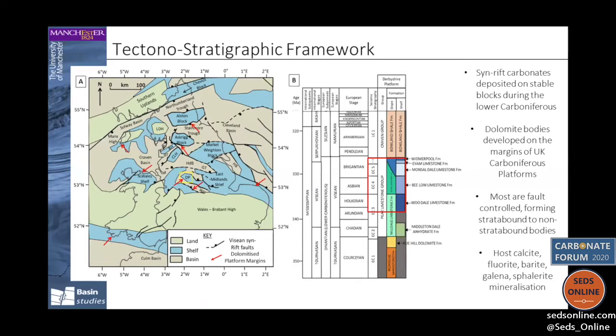Back to the left hand side we can see the red arrows in the tectono-stratigraphic map, and these point to where dolomite bodies have developed on the margins of these Carboniferous platforms, with the Derbyshire platform highlighted by a yellow box. Most of these dolomite bodies are fault controlled and they vary in form, forming stratabound and non-stratabound bodies. All of them, however, do host calcite, fluorite, barite, galena, sphalerite mineralization, which post-date the dolomitization.